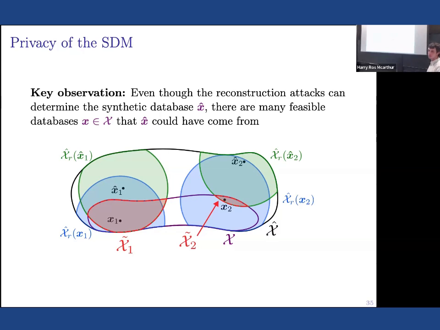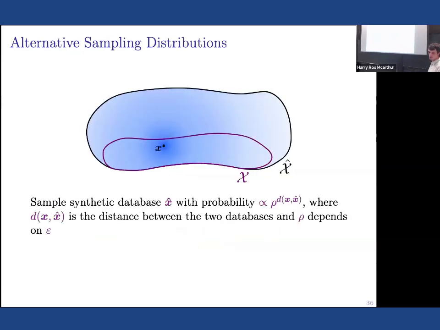Another thing that you could do instead of using this bounded noise constraint is use a different sampling distribution like this, where you sample a synthetic database with probability inversely proportional to the distance between the true database and the output one. When you do that, you need to analyze this approach with differential privacy, which is the second half of the thesis. So I'll stop there.